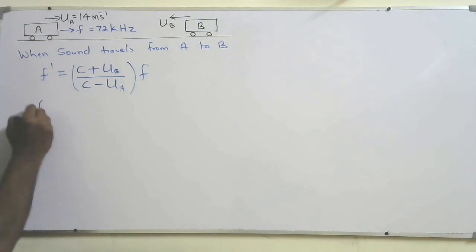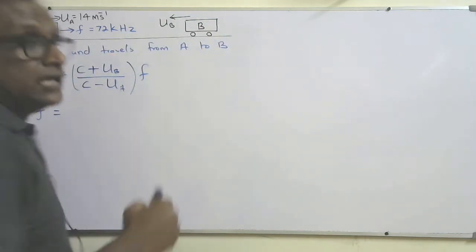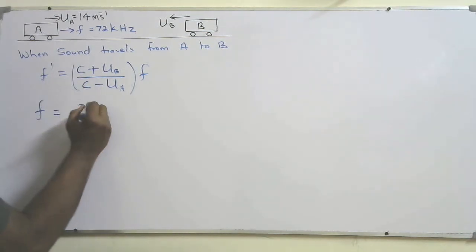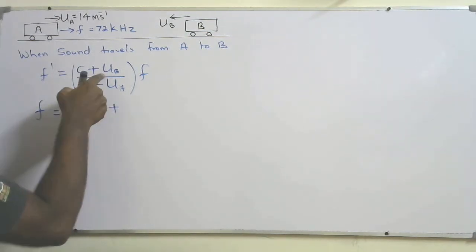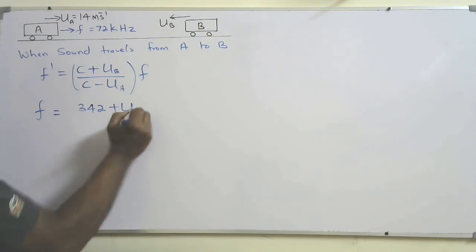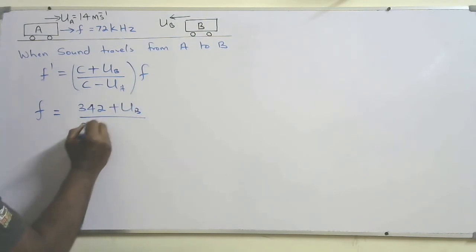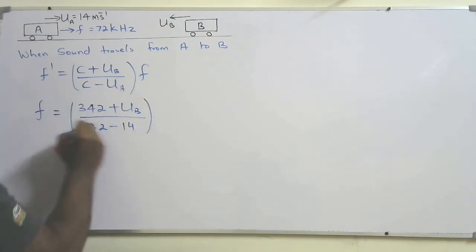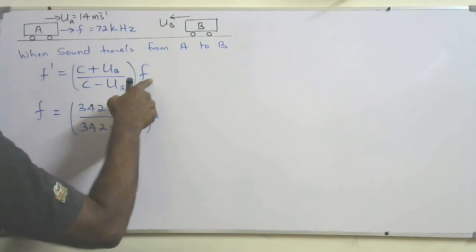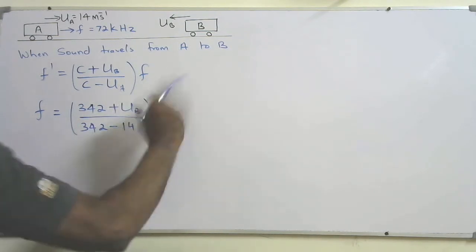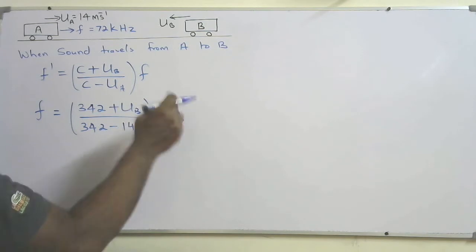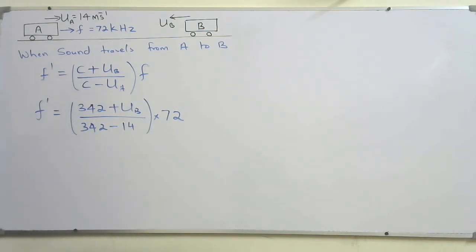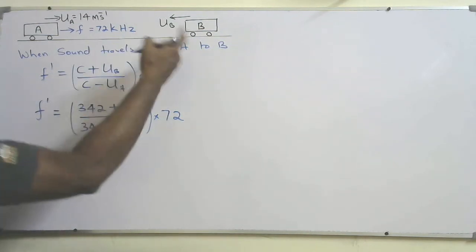Now we can substitute the values given and find f dash in terms of f. We don't know the frequency received by car B. So f dash equals 342 plus UB, the speed of car B, which is unknown and we need to find it, over 342 minus 14, the speed of car A, into the frequency 72 kilohertz. I could multiply by 1000, but 72 kilohertz means this also will be in kilohertz.